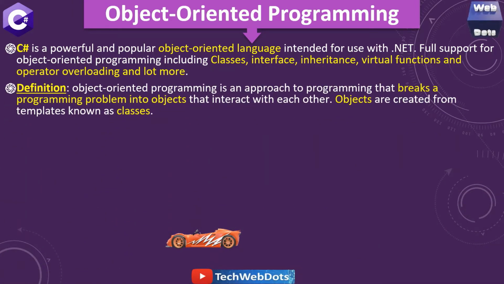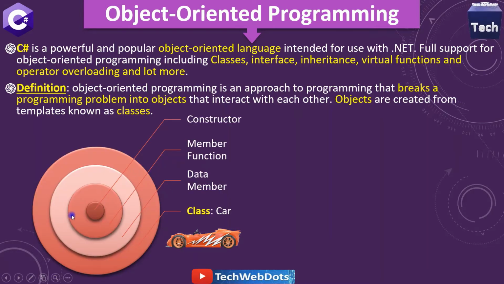According to the definition, object-oriented programming is an approach to programming that breaks a problem into multiple objects that interact with each other. We are dividing the problem into multiple objects, and objects are created from templates known as classes. You can see I have created this diagram for you. The outer layer, think of it as a complete class, and it contains an inner layer, which is the data member, another inner layer, which is the member function, and the innermost one is the constructor. These are the most common members of any class.